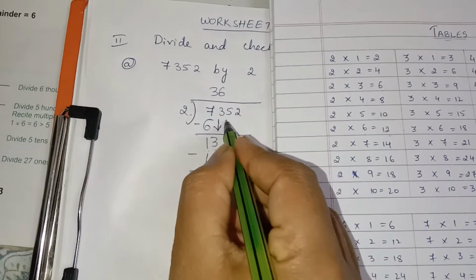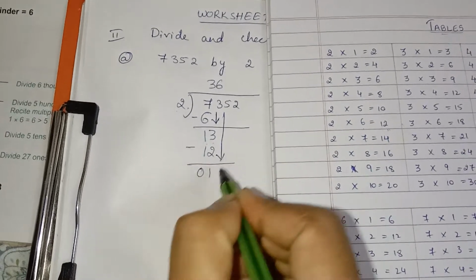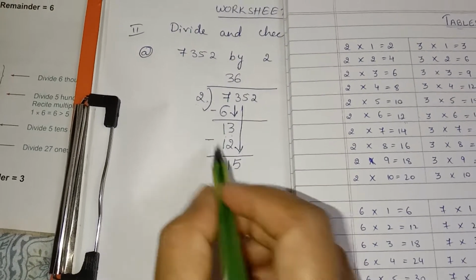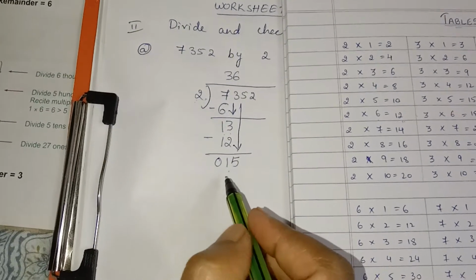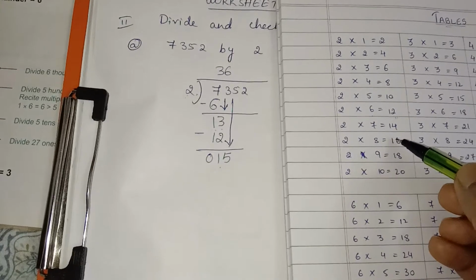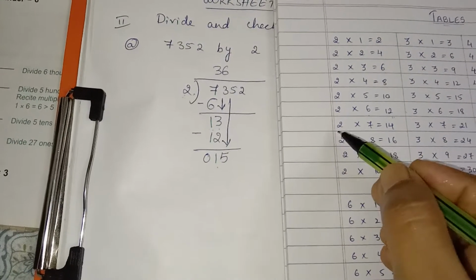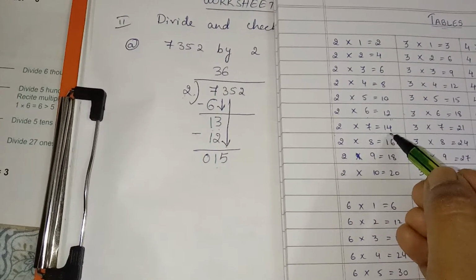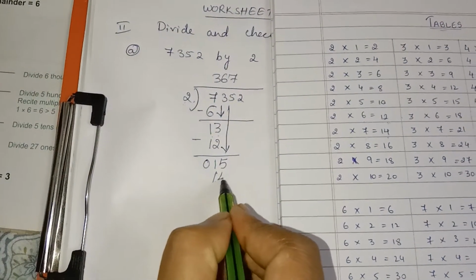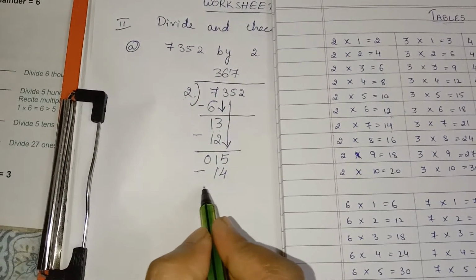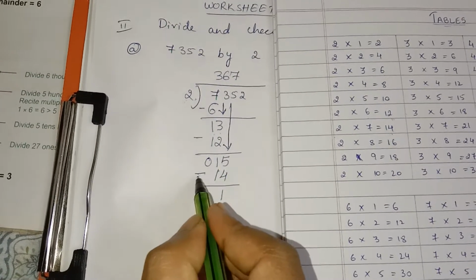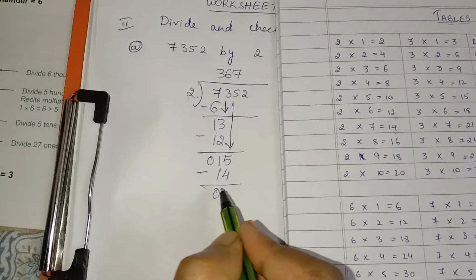Next, take a 5 down. Now we are having 15. 15 divided by 2. Now recall the table 2, less than 15. Yes, 2 7s are 14. Subtract 5 minus 4 is 1. 1 minus 1 is 0.